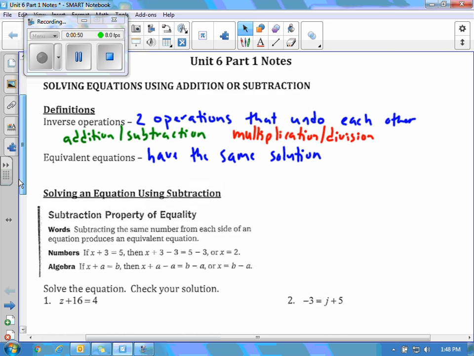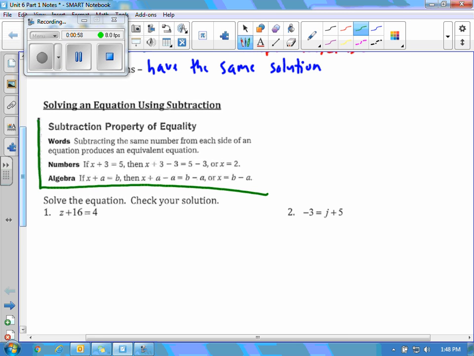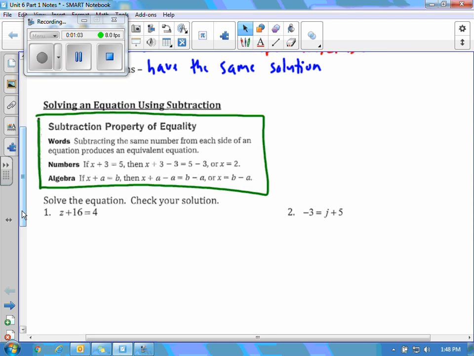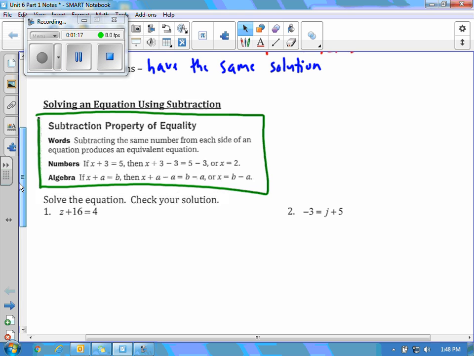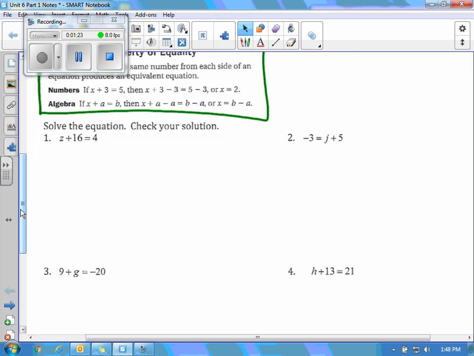So moving on, we're going to look at solving an equation using subtraction. If you look, this is just copied and pasted out of your textbook. If it helps, great. If it doesn't, don't worry about it. The main thing I want you to understand is it says in words, subtracting the same number from each side of an equation produces an equivalent equation. So if I subtract the same thing from both sides, I'll wind up with an equivalent equation. Our directions say to solve the equation and check your solution. Again, you have to show the same work that I'm going to do on the notes right now. Please make sure you're doing all the same work.